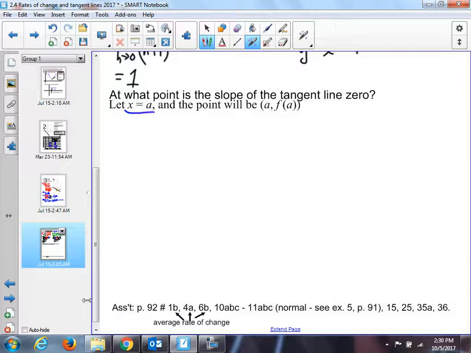So we're going to let x equal a instead of the previous question, where we let x equal 2. A represents a number like 5 or -3 or whatever.